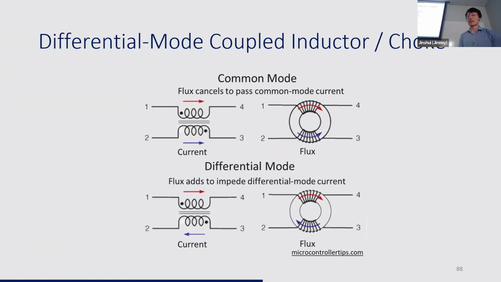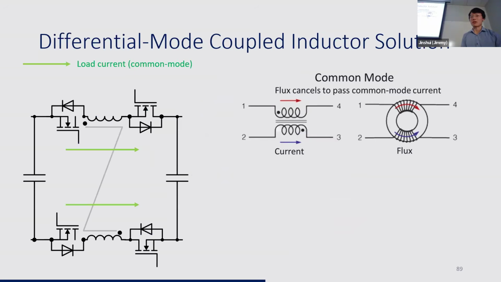And this better solution is the differential mode coupled inductor. Here is how it works. Two wires are wound onto the same magnetic core such that for common mode current, which flows in the same direction in the wires, the flux they generate cancel each other out, and the core has no effect on them. But for differential mode current, they flow in the opposite direction, the flux adds and reinforces, which creates a high impedance. So differential mode current is impeded, but common mode current can freely pass. And this is a great match for our need.